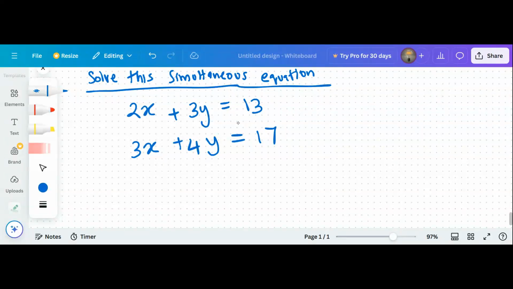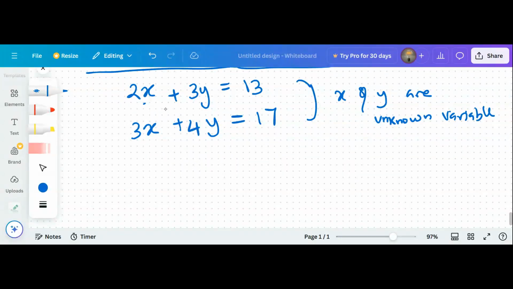Simultaneous means like parallelly. We are going to take both equations and solve them, and we are going to find the x and y. So here x and y are unknown variables. Unknown means we don't know the value of x and y. We have to find the value of x and y. Okay, so that is the question.